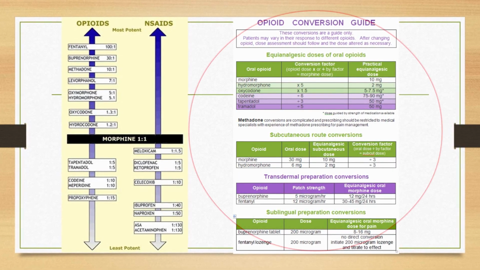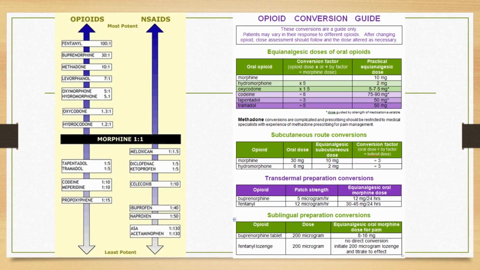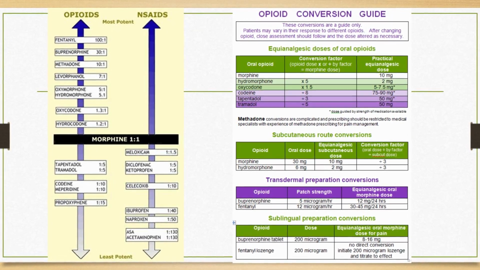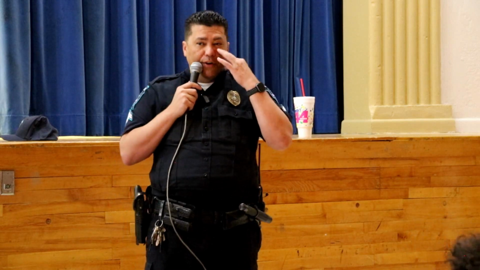Over here on the right is a conversion chart. I put that there to show you guys that the drugs come in lozenge form, sublingual, all different types of forms. You can ingest it in any way you can think. Some people even take these drugs rectally. If you don't know what rectally means, ask your teacher.